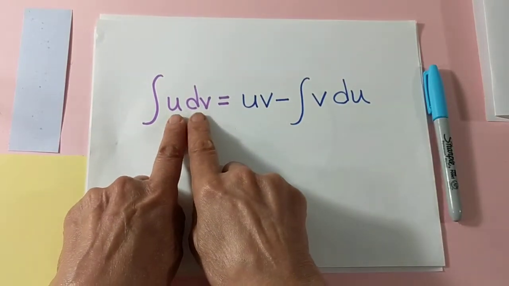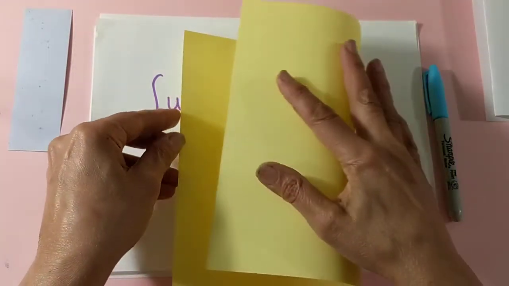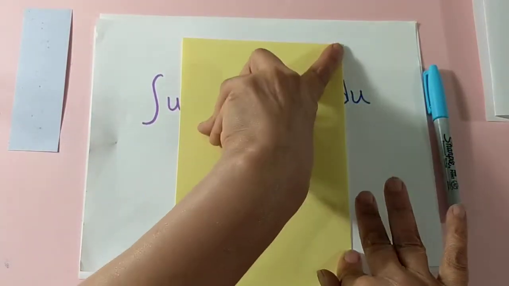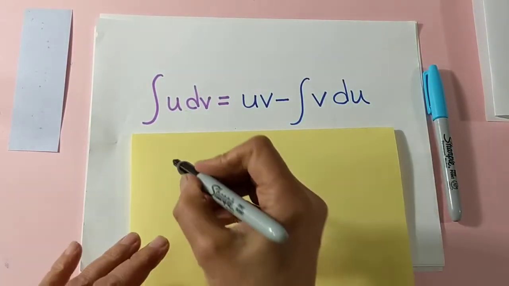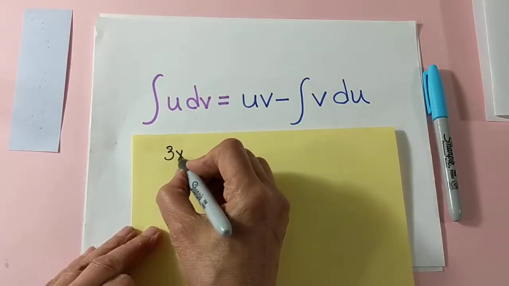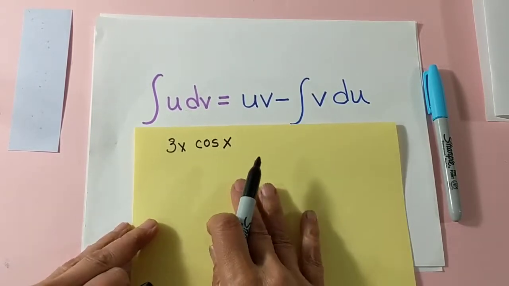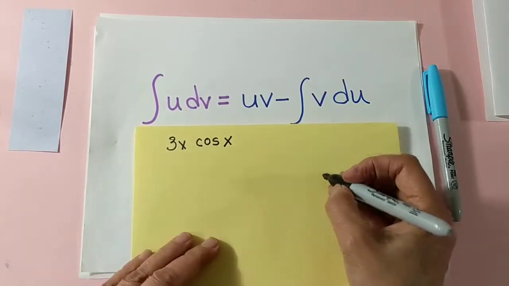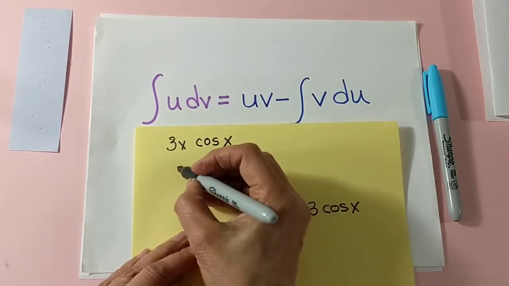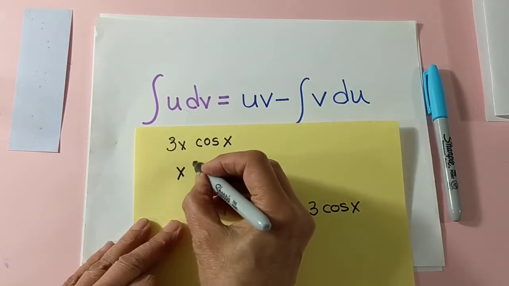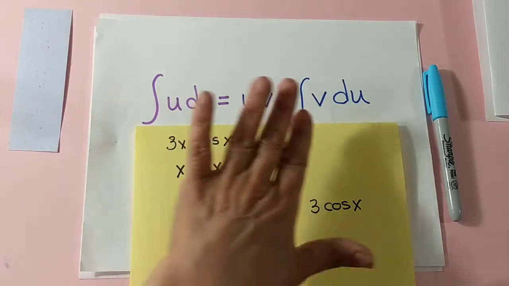Okay? So what do we mean by a product of two functions? These are going to be two functions that don't play nicely together, that they don't blend together when they're multiplied to be nicely integrated. So for instance, you might have something like 3x cosine x. We don't have a rule to integrate those. We do have a rule to integrate something like 3 cosine x, but not 3x cosine x. Or it might be x ln x. They don't play nicely together. So we need the integration by parts formula.